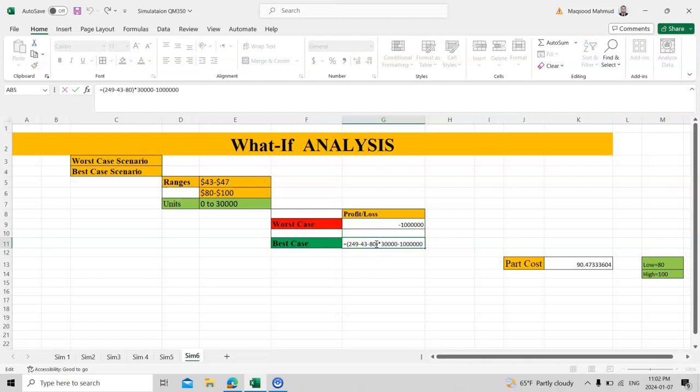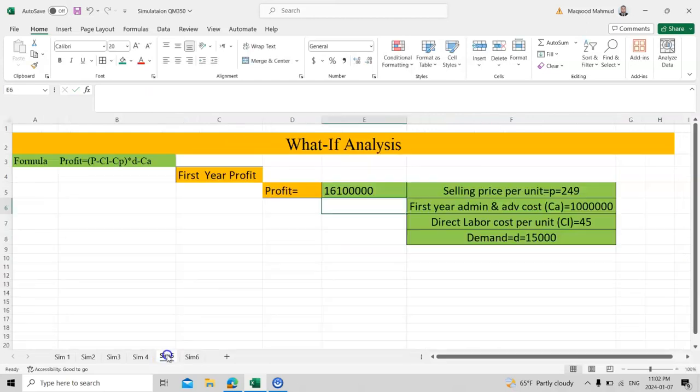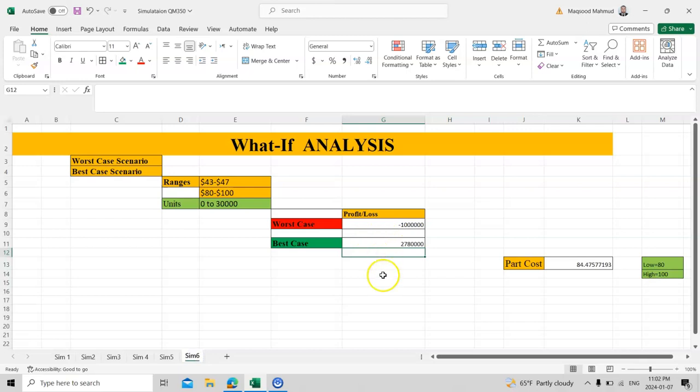For the best case, if you sell all the units, if you put the $43 over there, and minus $80, and compute the formula accordingly, you can see you have 43 on the upper one and 80 on the lower one, right? And 249 is the cost we already had. If you remember, this is the 249 we got from the previous example. So this is the best case we have.